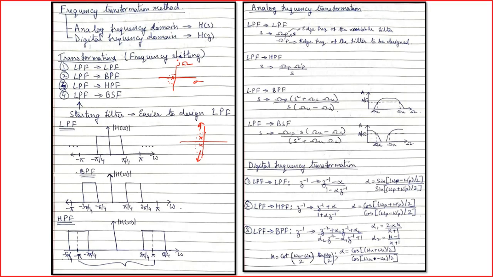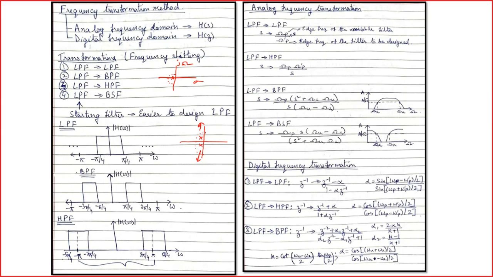Also, the designing of the other types of filter becomes a bit difficult. Where to place the poles, where to place the zeros, because if you are talking about a band stop filter, you need to put some zeros over there. So where to place them? The designing criteria becomes somewhat difficult.